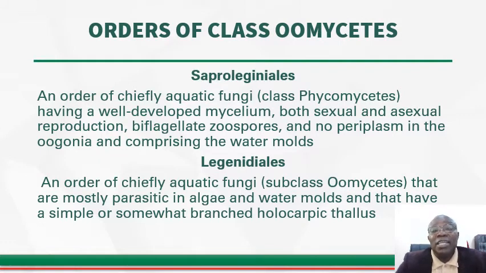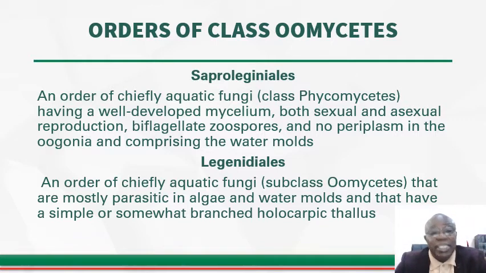Then under the class Oomycetes, we have some other orders, which include Saprolegniales and Lagenidiales. These are some of the orders found under the class Oomycetes. In the Saprolegniales, we have Phycomycetes, which are also aquatic fungi, and they have a well-developed mycelium. The sexual and asexual reproduction in them also involve biflagellate zoospores, and no periplasm is found in the oogonia. They comprise the water molds.